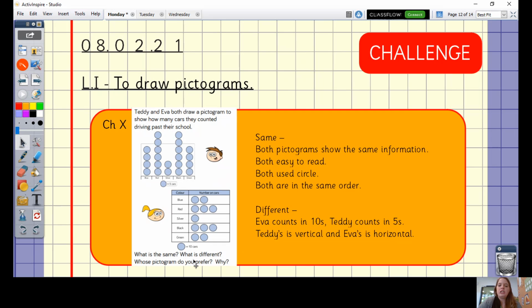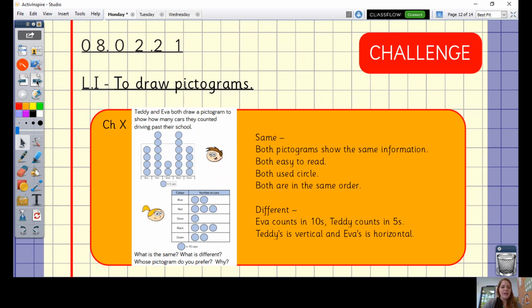Now, just as that last question there, I think the pictogram that I prefer is Eva's pictogram because I find the information easier to read, and I think it's much more efficient using a key of 10 because Eva did not have to draw as many symbols as Teddy did. But you may prefer Teddy's instead of Eva's.